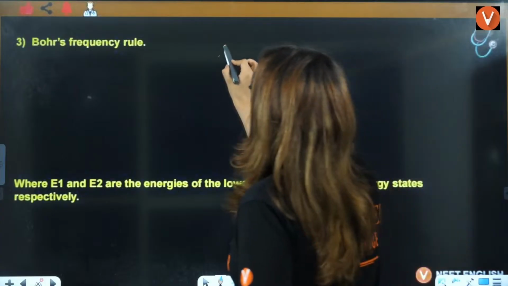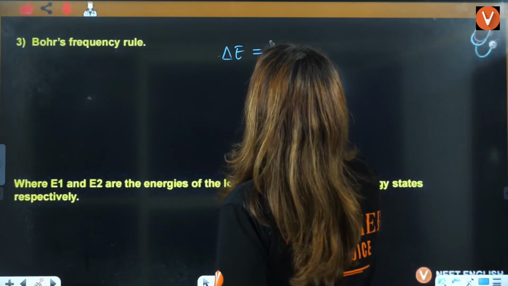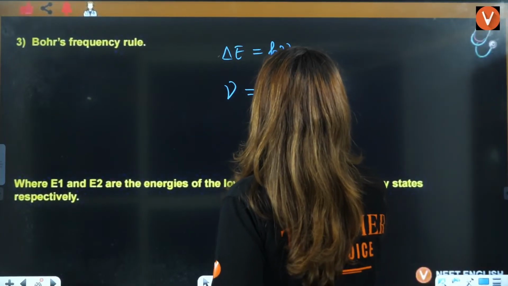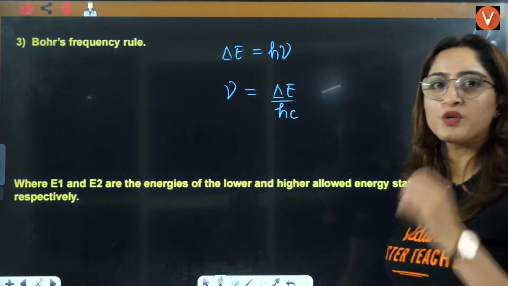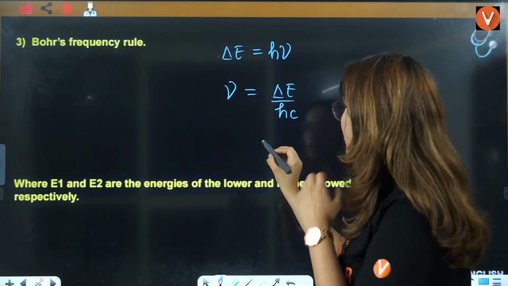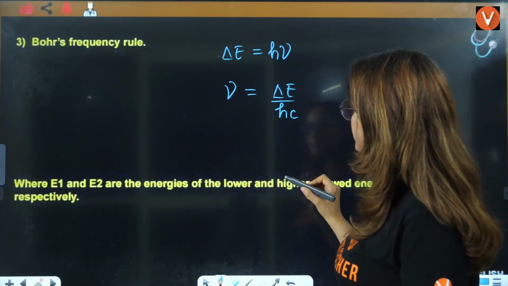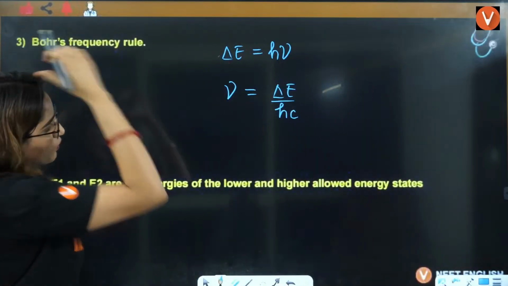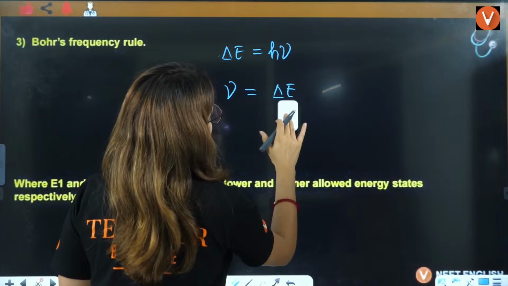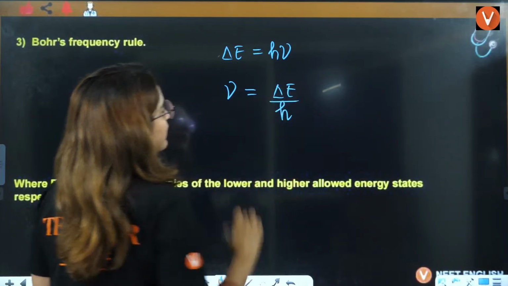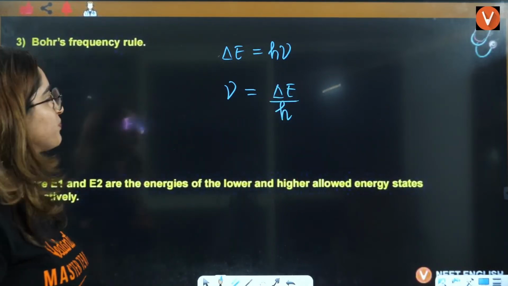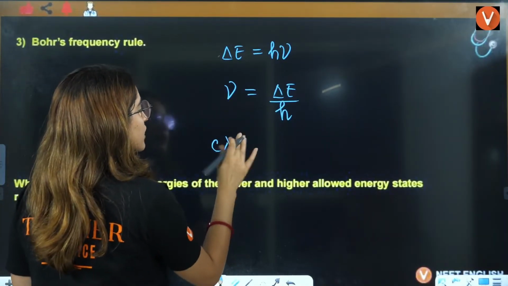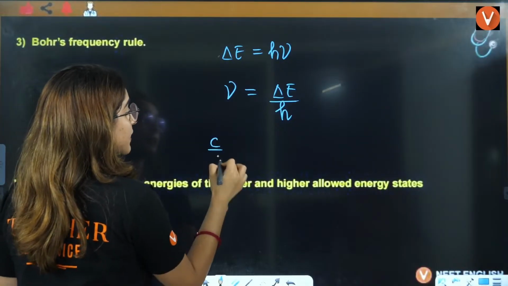Now, let's talk about the Bohr frequency rule. The Bohr frequency rule is simple. We know that delta E is equal to h mu. So mu is nothing but delta E by h. No, it's not hc, it will be h. Delta E by h, right? But you can also say mu is nothing but c by lambda.